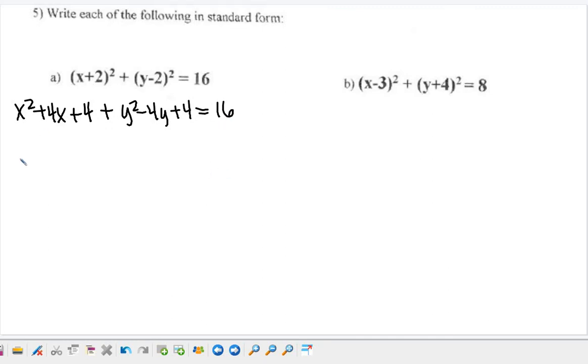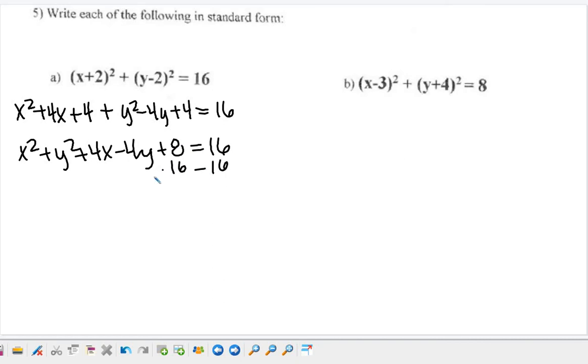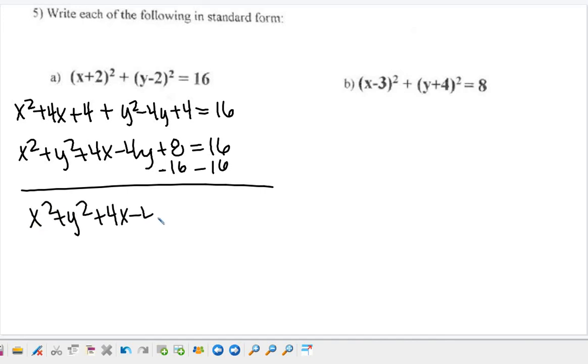Okay, so then I have x squared plus y squared plus 4x minus 4y, and 4 plus 4 is 8. And then we have to move our 16. So you have x squared plus y squared plus 4x minus 4y minus 8 is equal to 0.